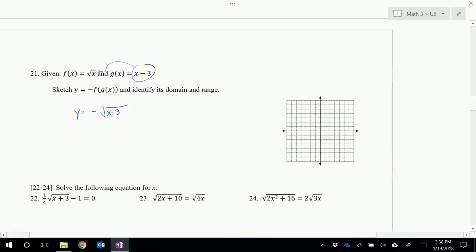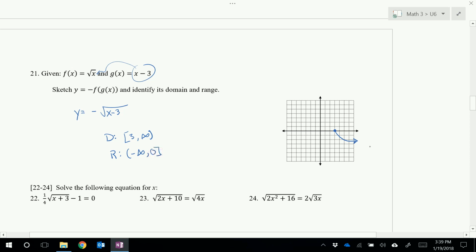So from 0, 0, I'm going to move right 3. And this is going to open down to the right because we have that negative sign out in front. The domain is from 3 to infinity, and the range is from negative infinity up to 0.